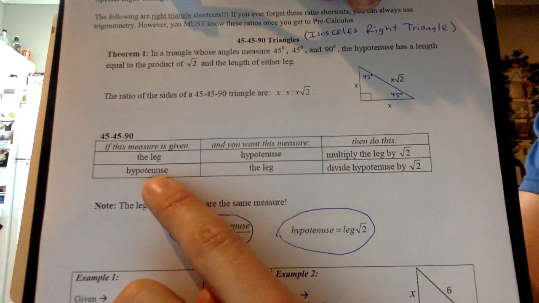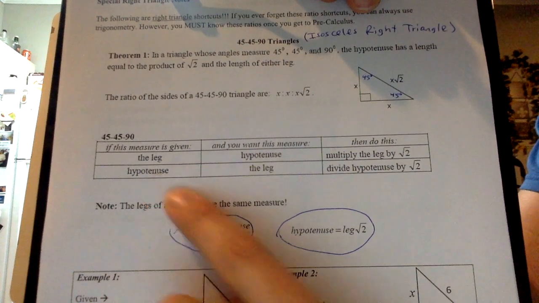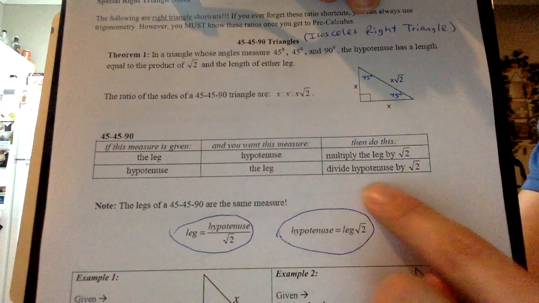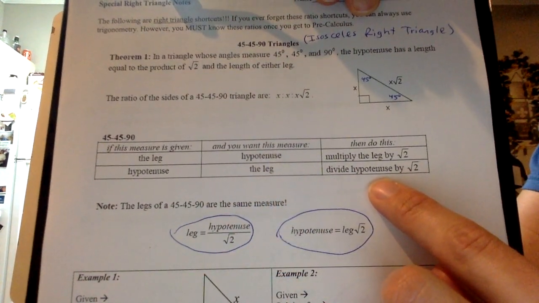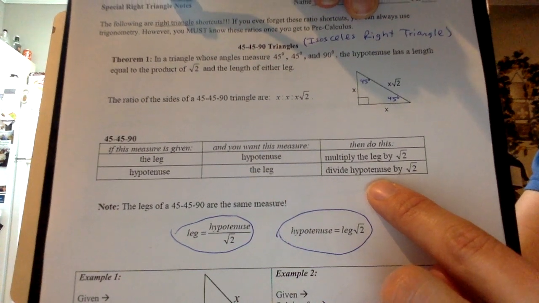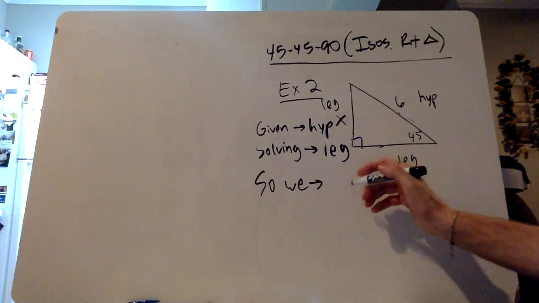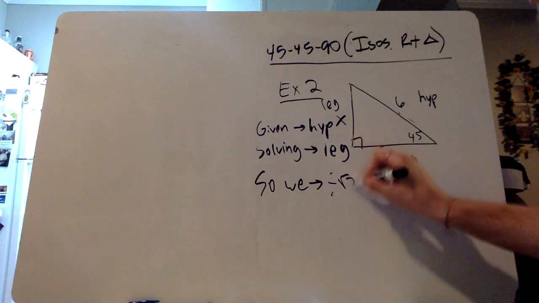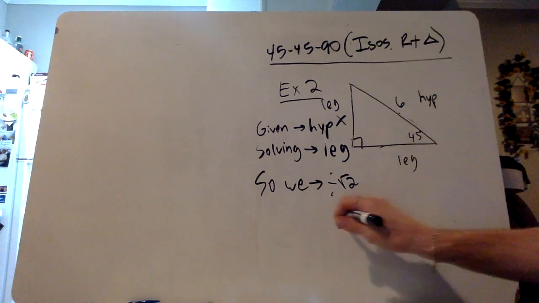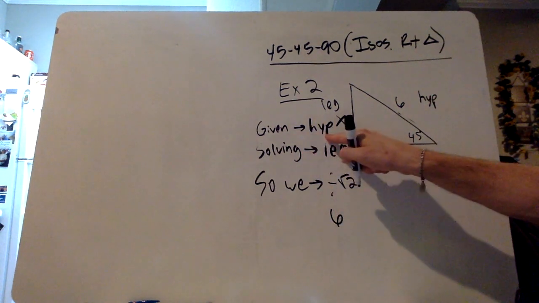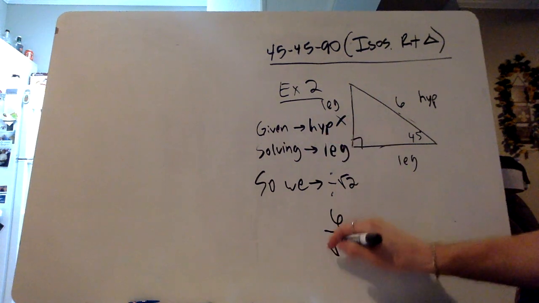You're given the hypotenuse. We're at the bottom row now. You want to find the leg. What do you do? Divide the hypotenuse by square root of 2. That's it. So I'm going to put divide by square root of 2. So just take that 6, because that's what we're given, the hypotenuse of 6, divided by square root of 2.